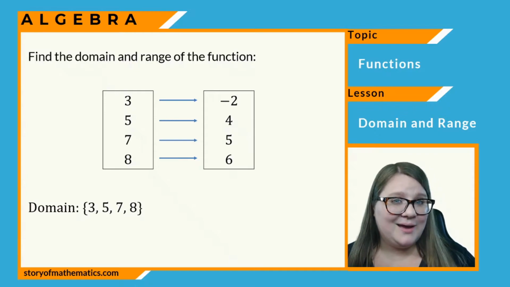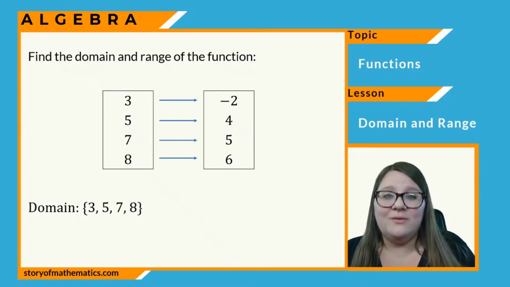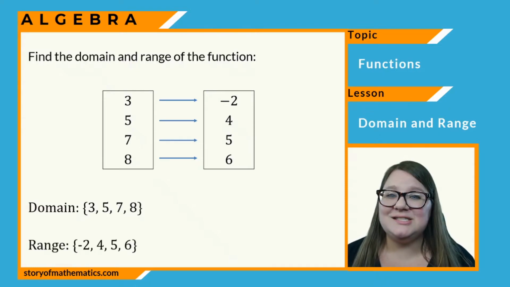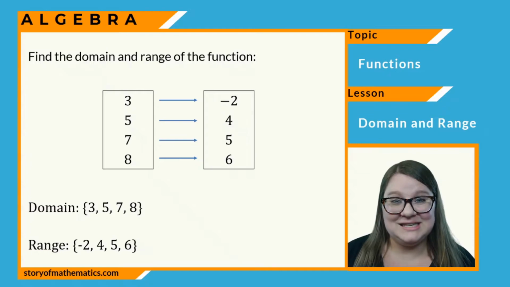Then our range will also use squiggle brackets, and we're going to take those things that are the outputs. So you put in 3, you got out -2. You put in 5, you got out 4, so on and so forth. So our range is the list of the numbers in that second box, -2, 4, 5, and 6.